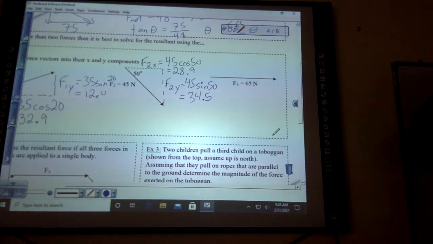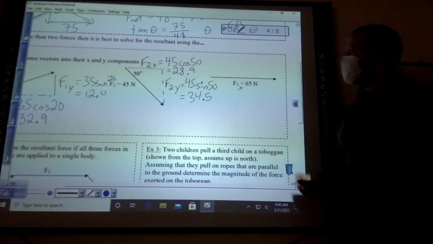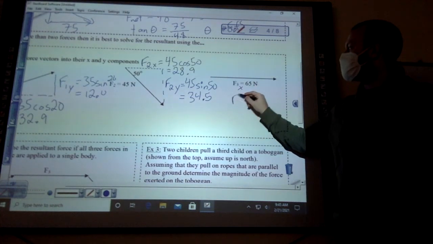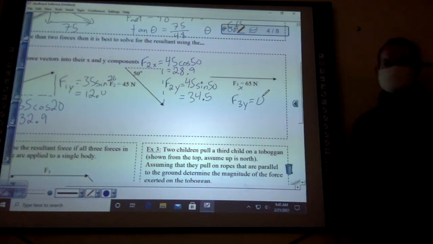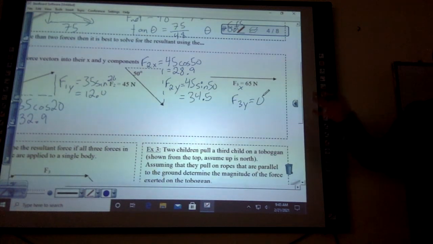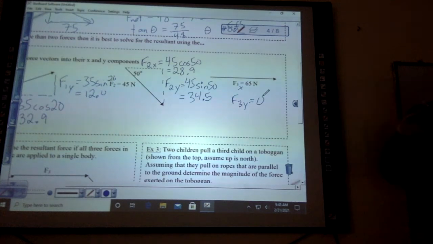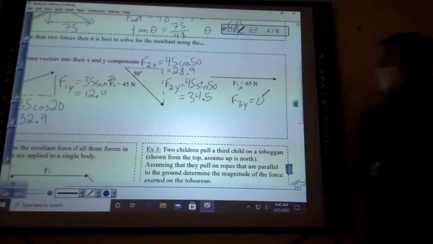So the last one here, this one's nice because it is already in its components. I've got F3x and F3y is simply 0. So that's pretty straightforward. Again, this is just the component method, breaking everything up into components from the very beginning, and then we're going to combine those.